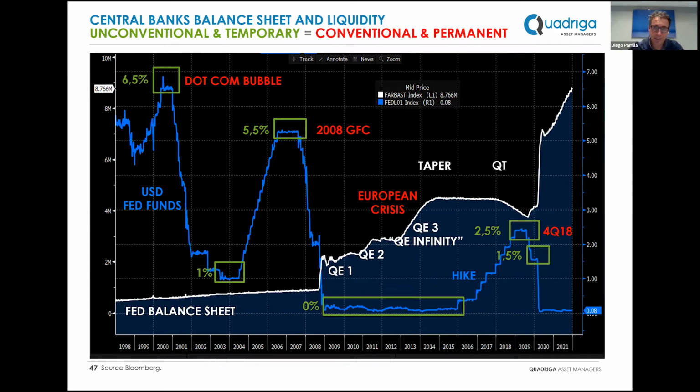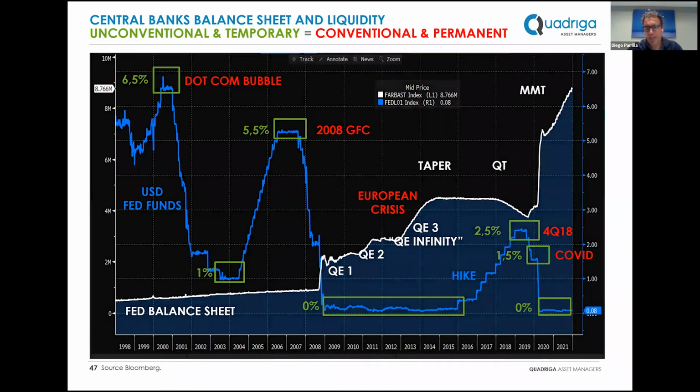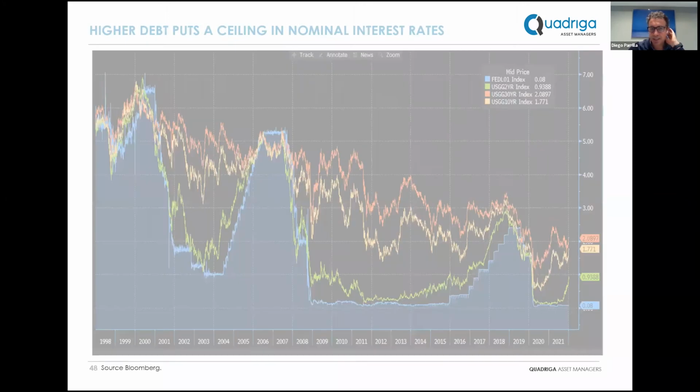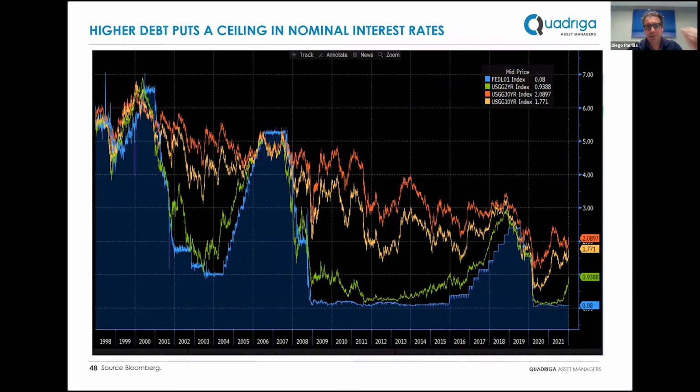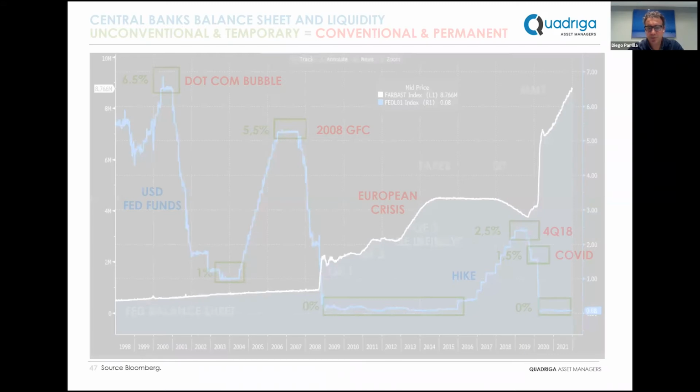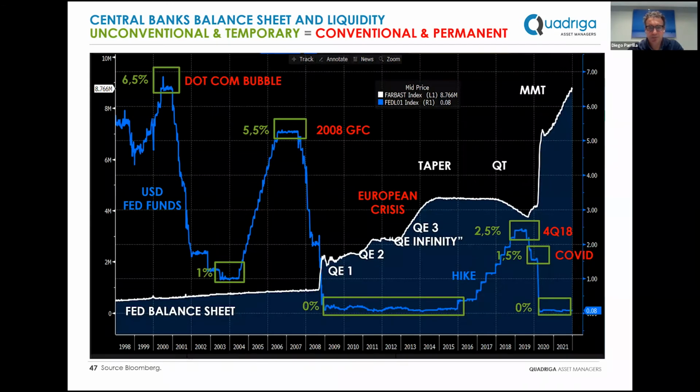Once COVID hit, it was a complete new game. Rates back to zero, brutal expansion in balance sheet, MMT, effectively printing money and giving checks to people, and this has continued, and it's led us to a situation where the key questions we've been facing are: how long are we going to stay at zero? How long will we keep the taper? And we have answers for these.